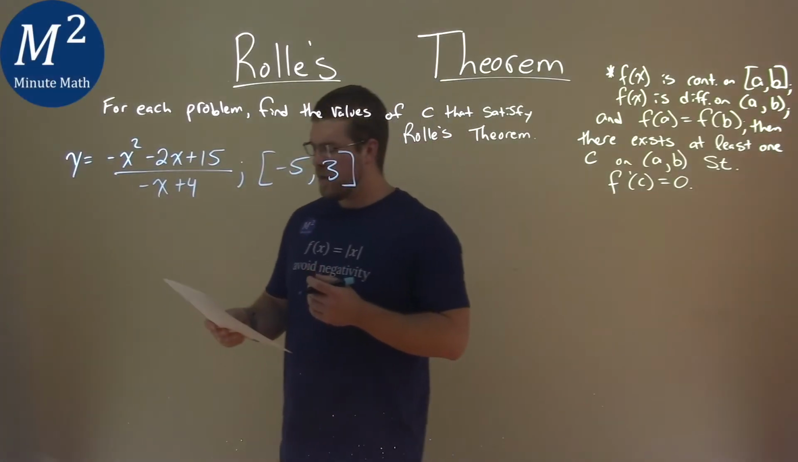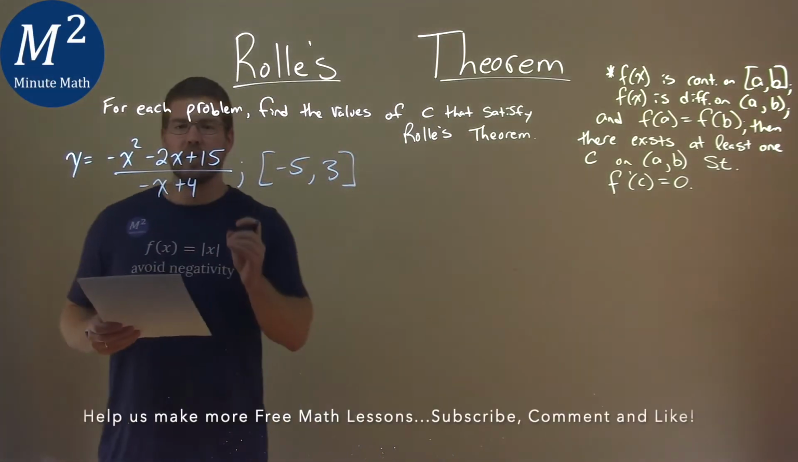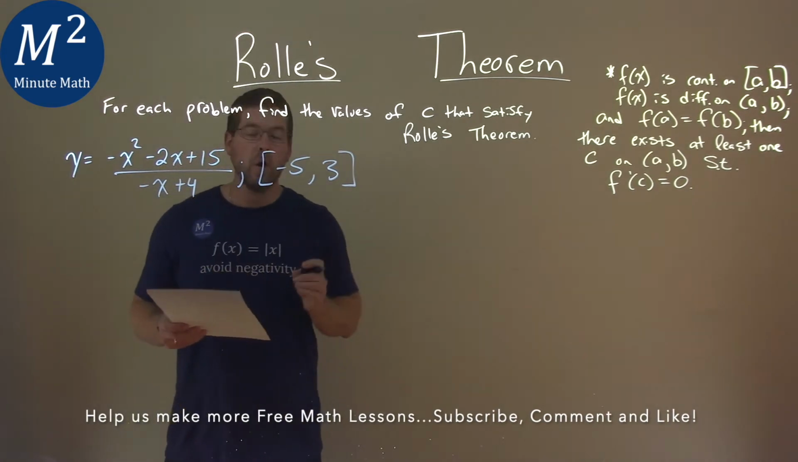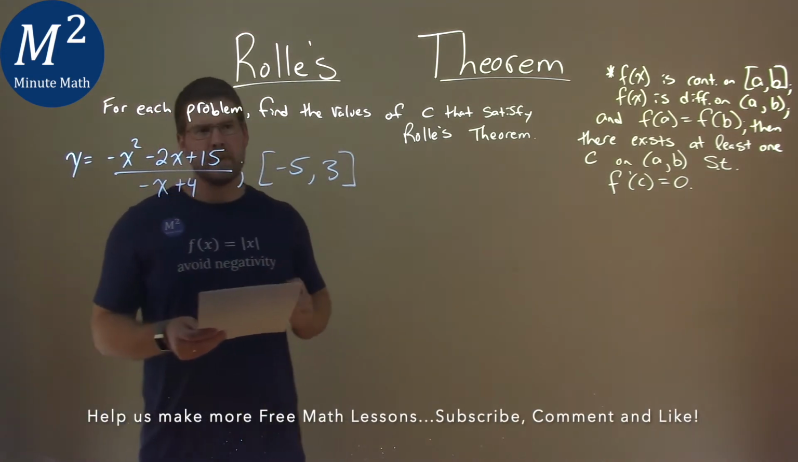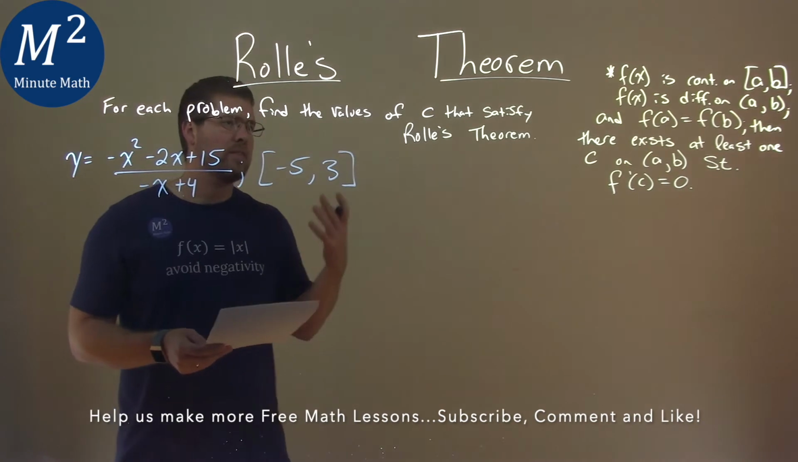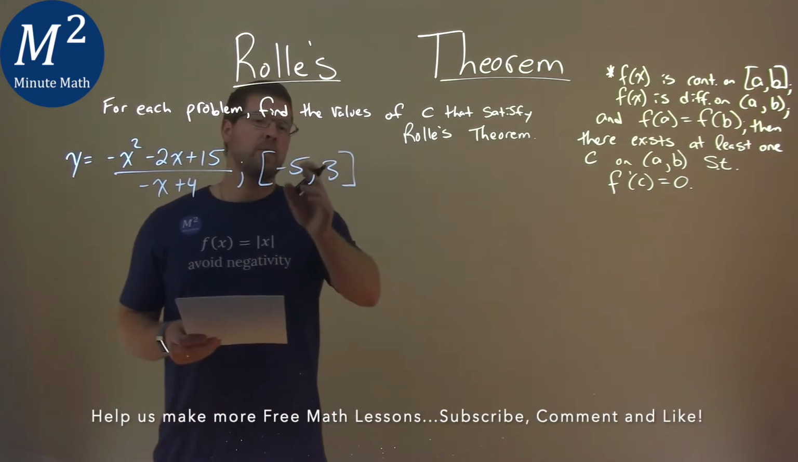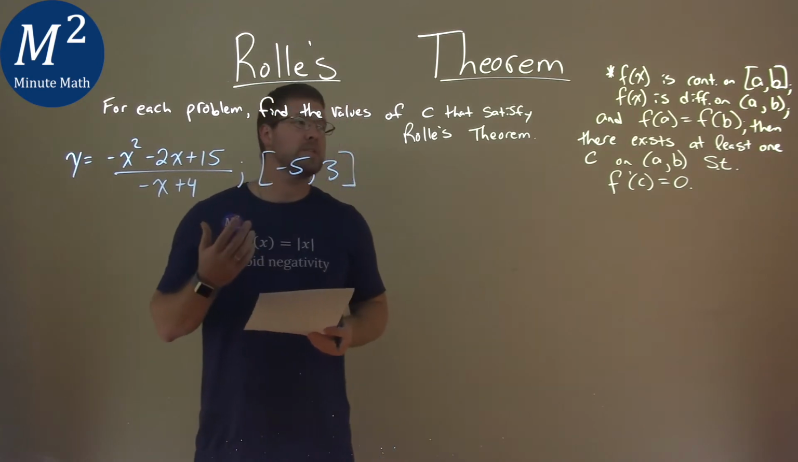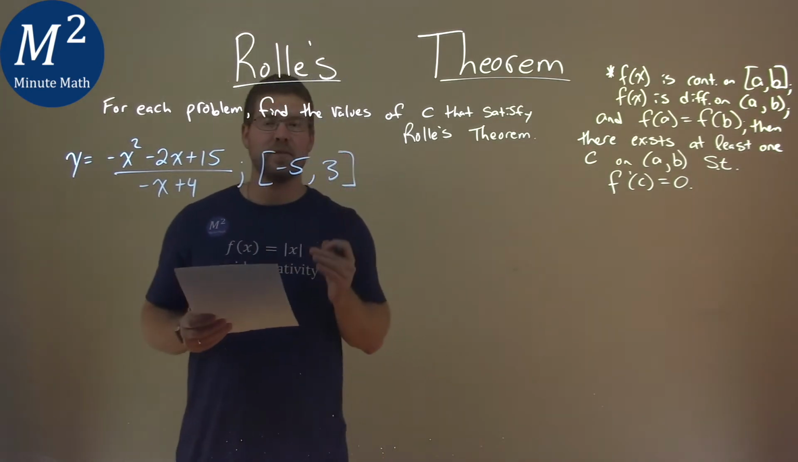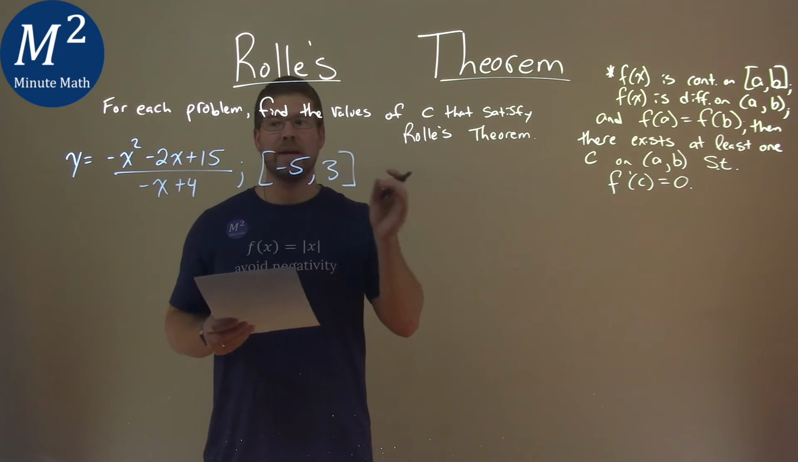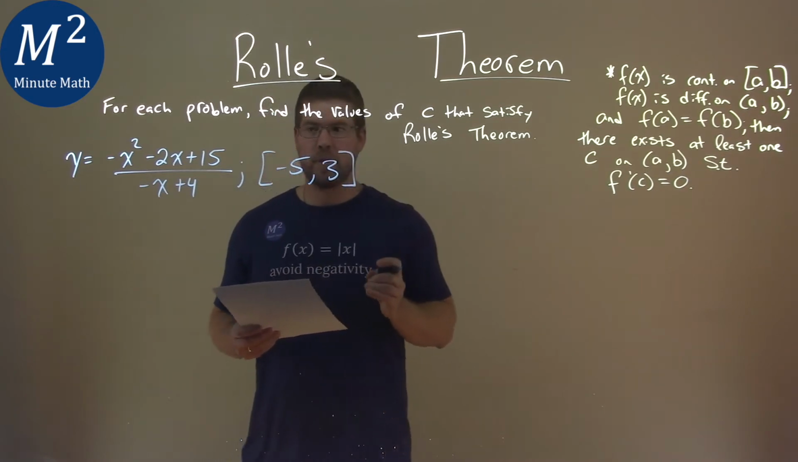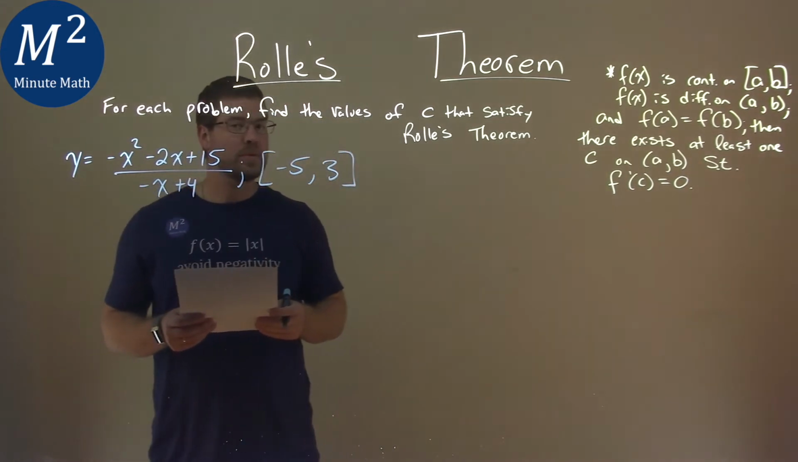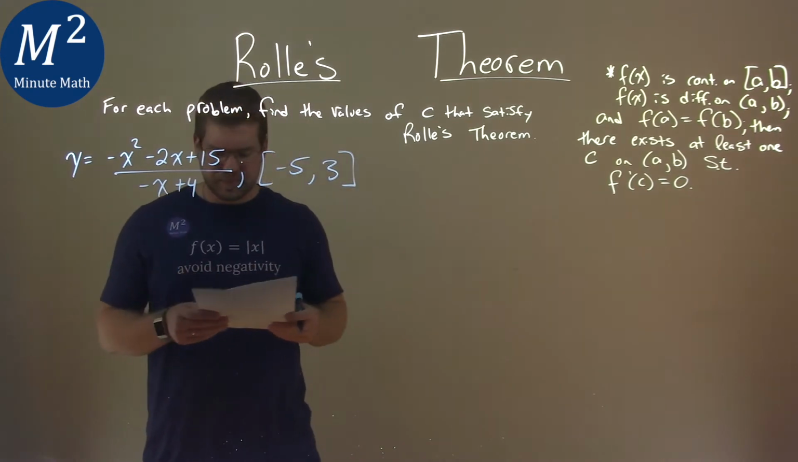We're given this problem right here. y equals negative x squared minus 2x plus 15 over negative x plus 4. And we have to find the values of c that satisfy Rolle's theorem over the interval -5 to 3. Now, is our function continuous from a to b? Yes, it is. Is it differentiable on a to b? Yes, it is. Okay, so our function is differentiable and continuous on that interval.